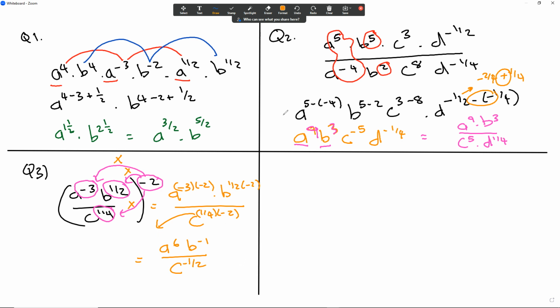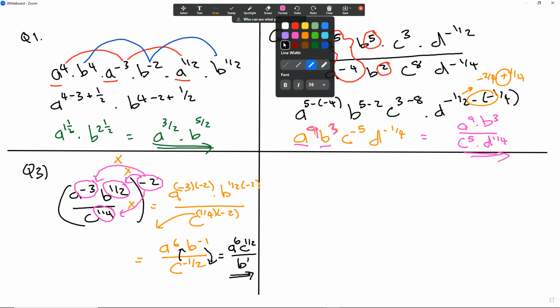We do not like negative powers in our final answer. I'm going to bring the b down, it's going to become positive, and I'm going to take the c up. I'm going to leave the a there, it's already positive. So it's a to the power of 6 times c to the power of half over b to the power of 1, and it's done. And that's the final answer there. Okay? All right. Let's go to the next one.